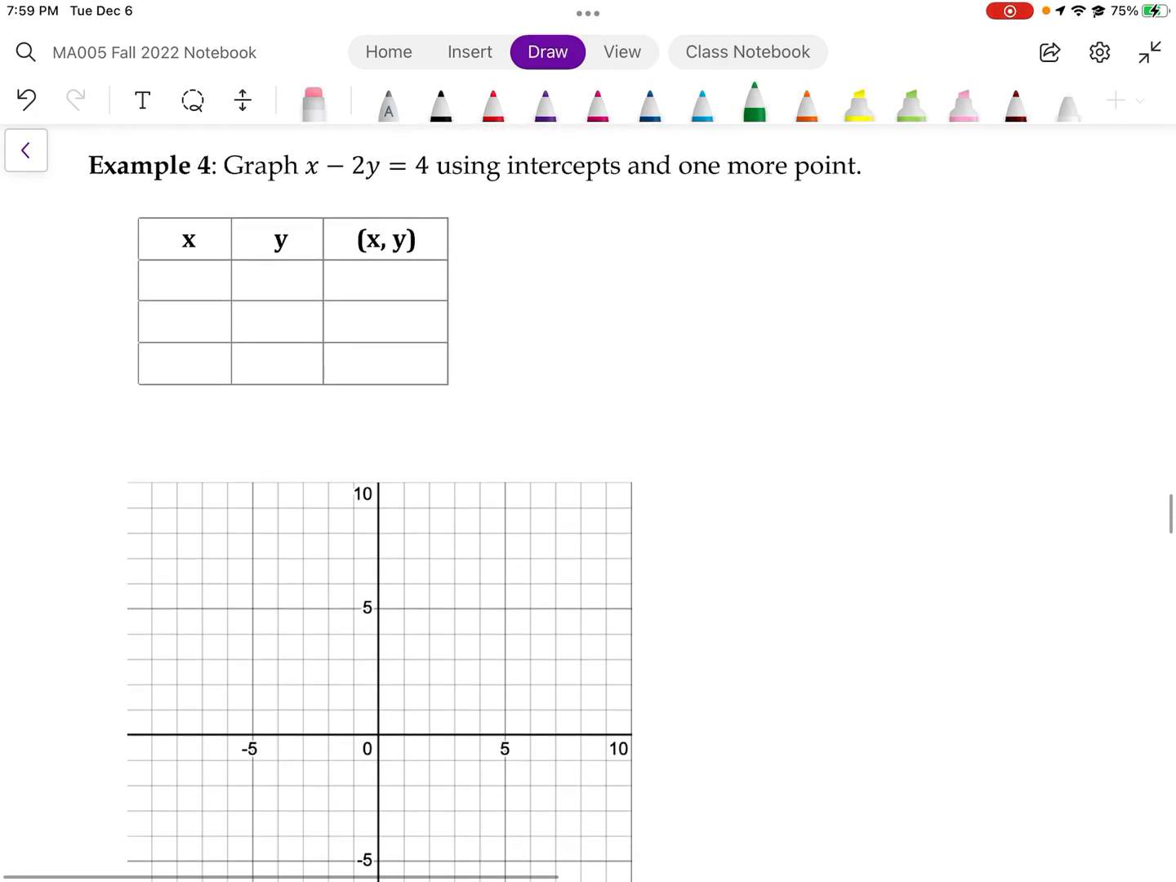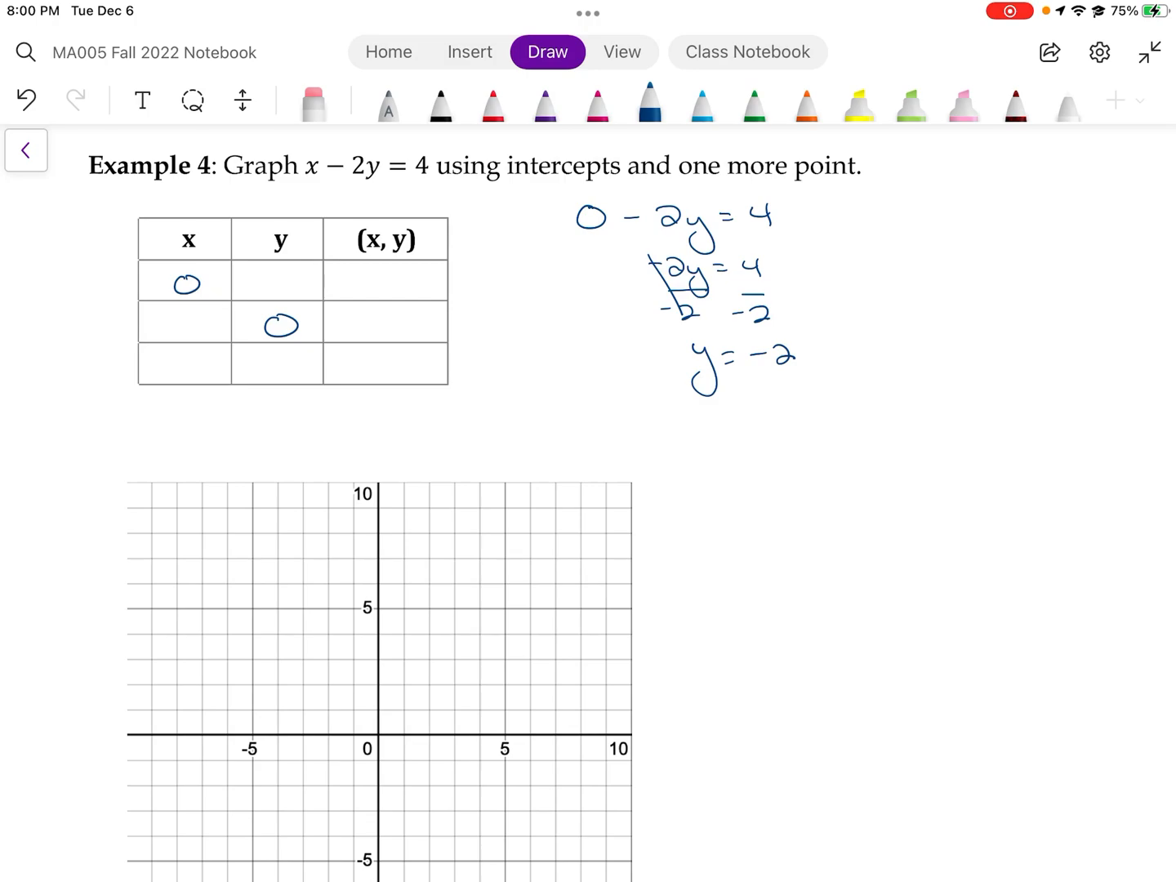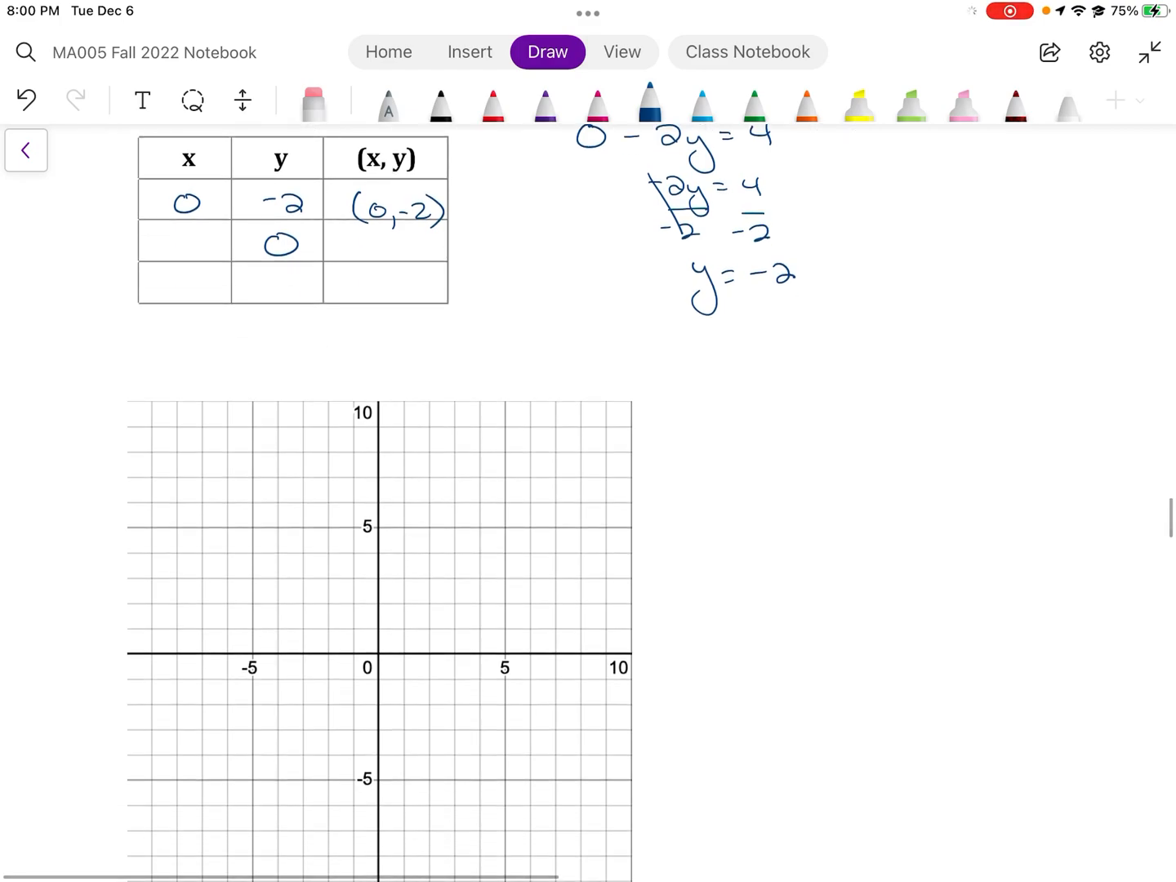All right, so graph x minus 2y equals 4 using intercepts and one more point. All right, so let's do intercepts. I'm going to do the first one with x equals 0. So I get x minus 2y equals 4. X is 0. Minus 2y equals 4. So negative 2y equals 4. Divide by negative 2. And I get y equals negative 2. So y equals negative 2 and x equals 0. So that is the point 0, negative 2. So let's graph that. 0, negative 2 is right here.